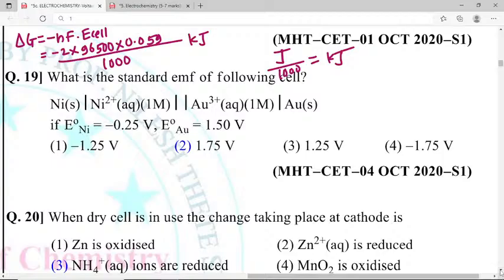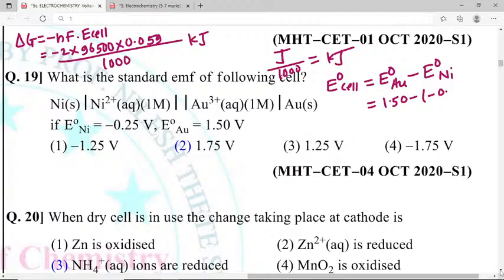What is the standard EMF of the following cell? Very easy question. So E naught cell is equal to E naught cathode minus E naught anode. Gold is the cathode and nickel is the anode. E naught of gold is 1.5 minus nickel, which is minus 0.25. So minus becomes plus: 1.5 plus 0.25. So what is your answer? 1.75.